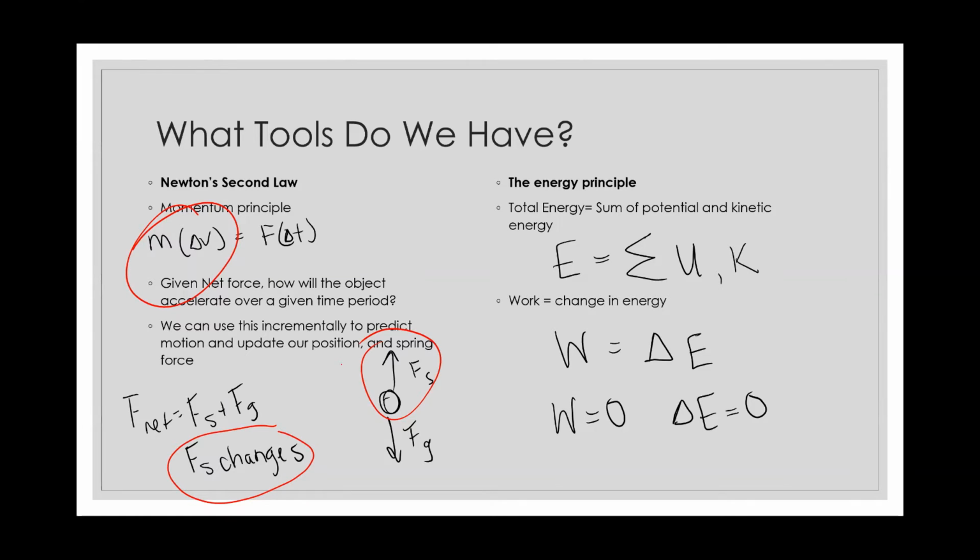The energy principle states that the total energy is the sum of the potential and kinetic energy, and that work is the change in total energy. If no external work is done on a system, that also means the energy of the system will remain constant, and any increase in one type of energy will be coupled with a decrease in another.